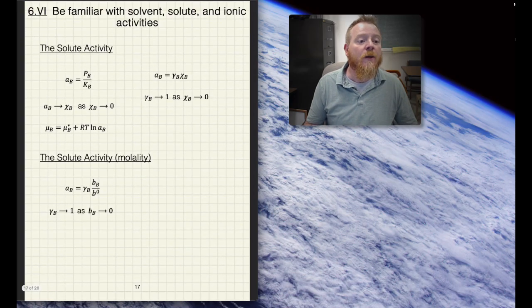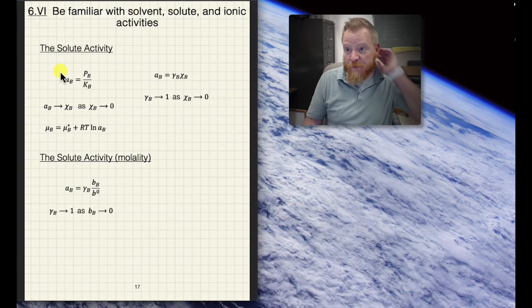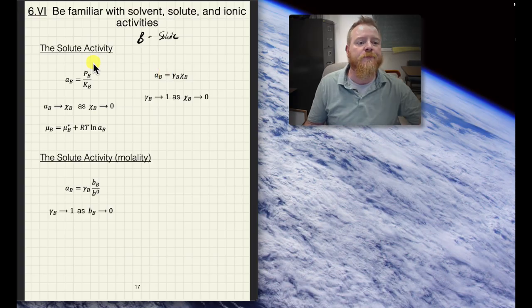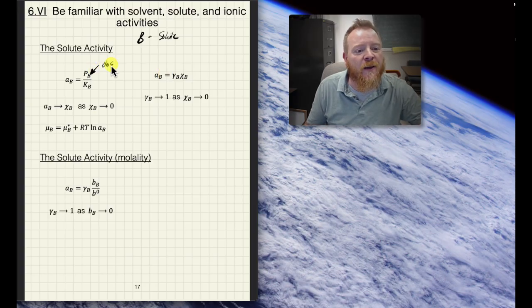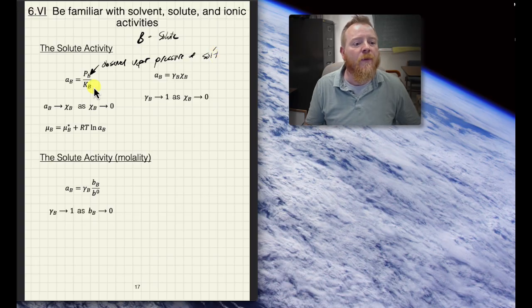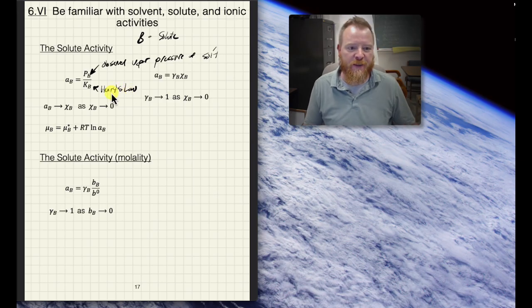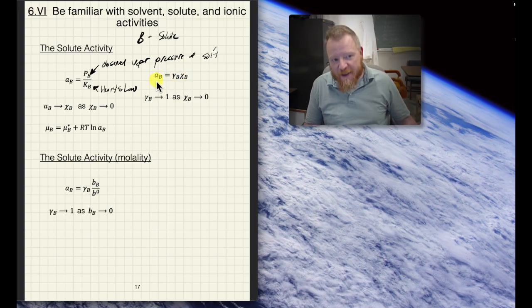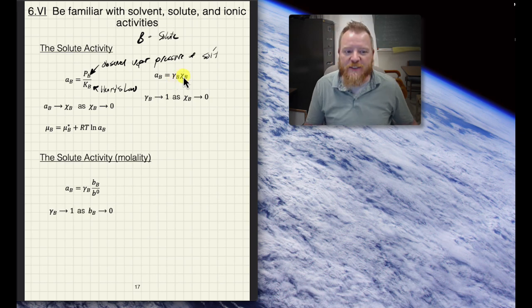So we can also talk about activities in terms of the solute. This is very similar. I'll say B is my solute molecule, where PB is still the observed vapor pressure of the solution. But now KB is my Henry's law solubility coefficient, like what we discussed previously. So we can write the same thing: the activity is the activity coefficient times the mole fraction.